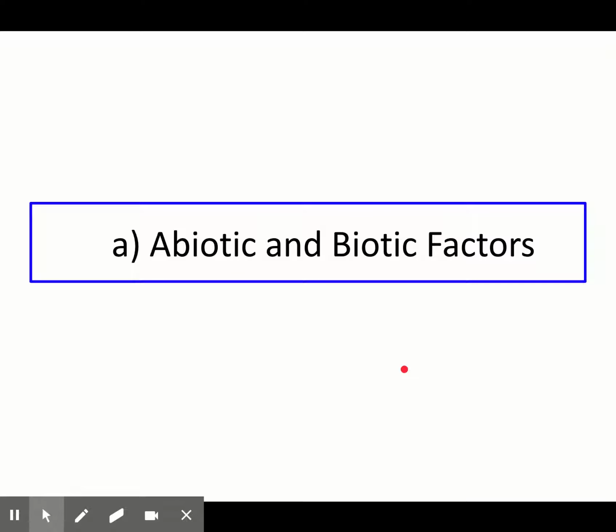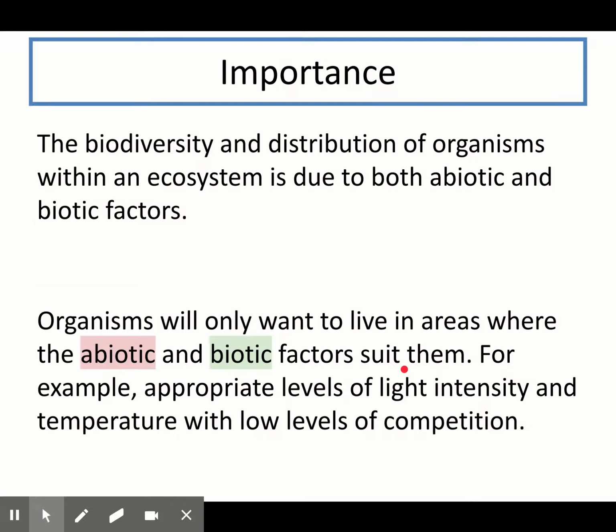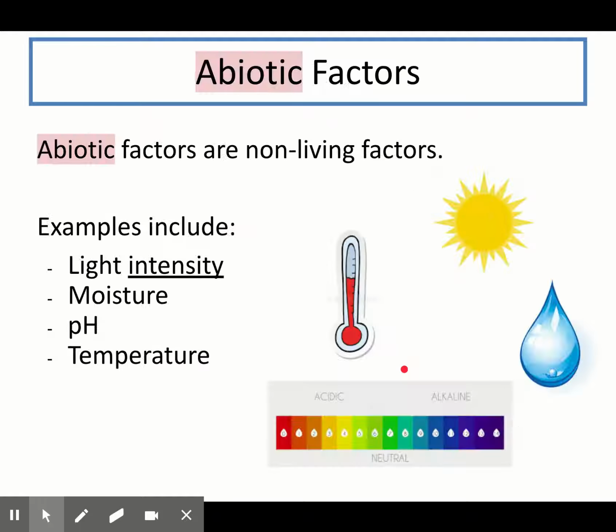So our first section of this topic is going to be on abiotic and biotic factors. So the biodiversity and distribution of organisms, so where they're found within an ecosystem, is due to both abiotic and biotic factors. Organisms will only want to live in areas where the biotic and abiotic factors suit them. So for example, they might need to have appropriate levels of light intensity and temperature with low levels of competition to be able to survive and thrive in that area.